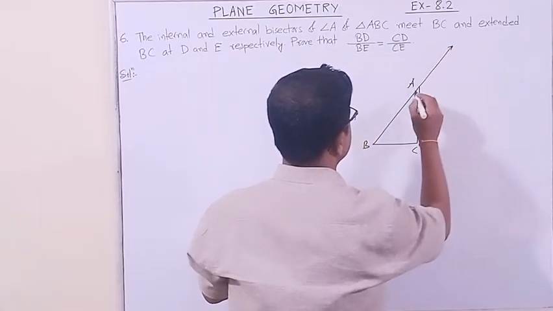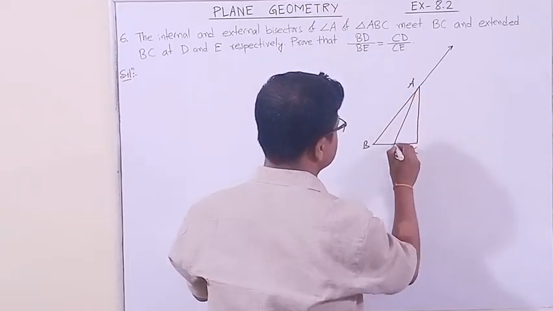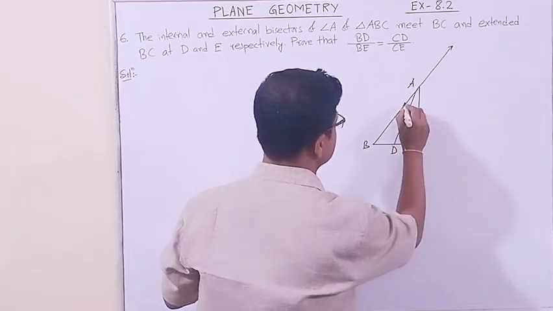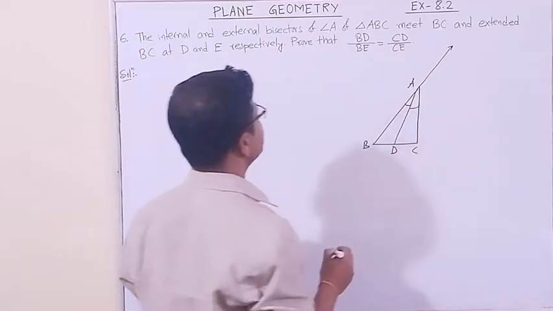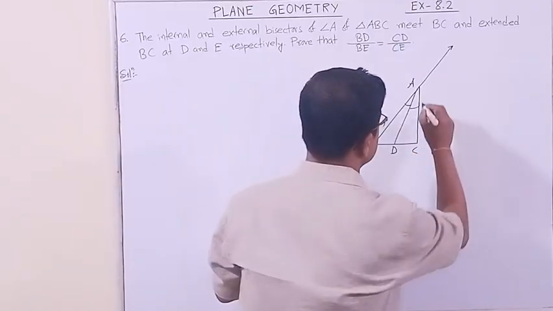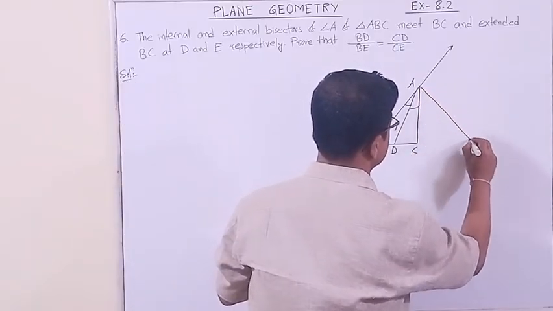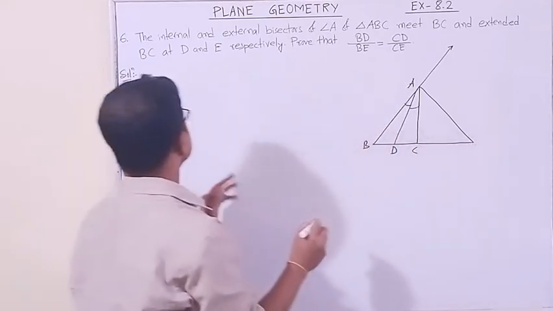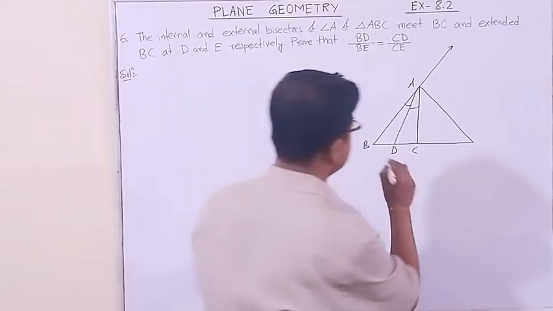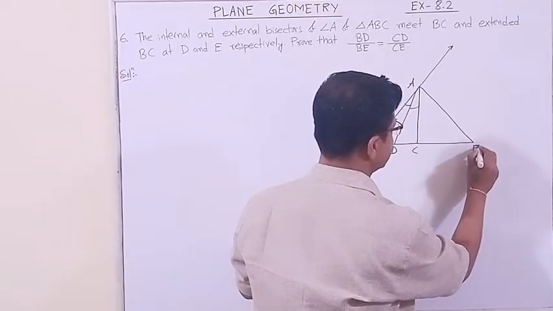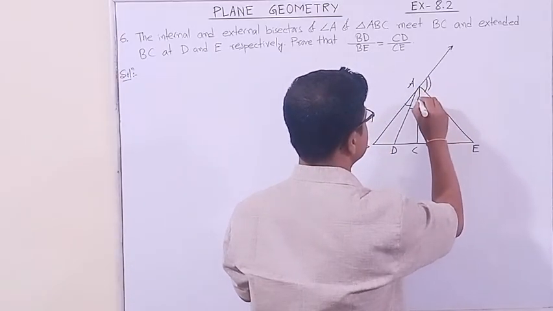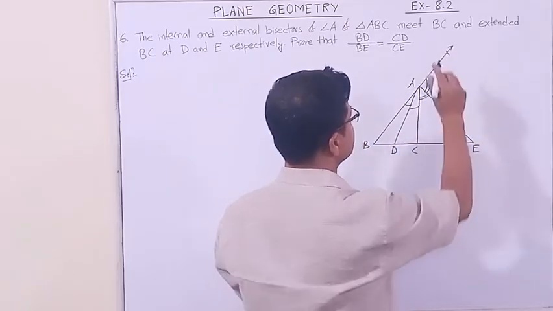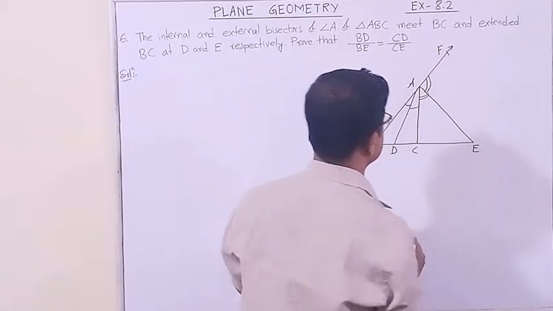Here at first let us draw the internal bisector. Internal bisector means it meets BC at D, that means these two angles are equal. Then the external bisector. Let us draw the external bisector of this angle A. We have to produce it also. This external bisector meets BC at E when we extend BC. That means these two angles are equal. Let us put the names A, B, C, D, E. We have used F.